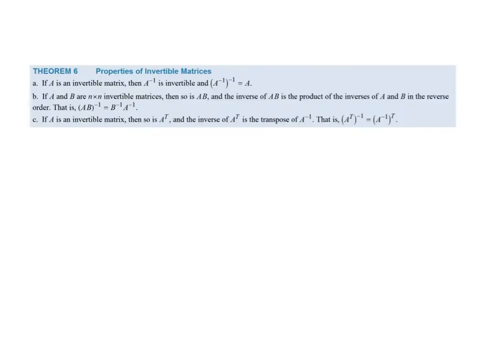Now, since we introduced this new topic of invertible matrices, let's talk about its properties. Theorem 6, if A is invertible, then its inverse is invertible, which should make sense.